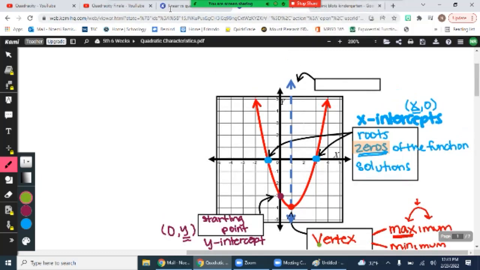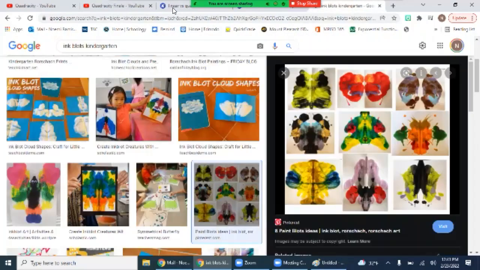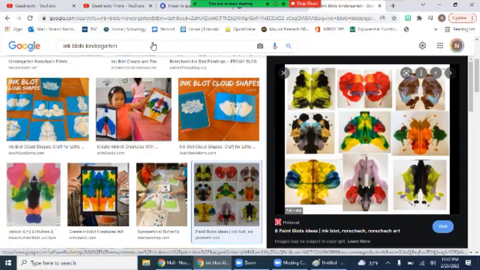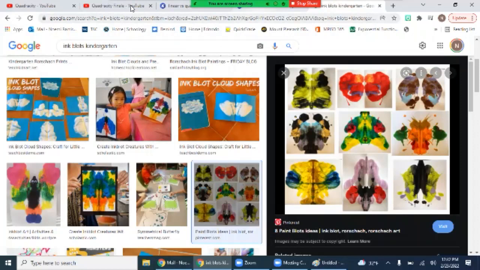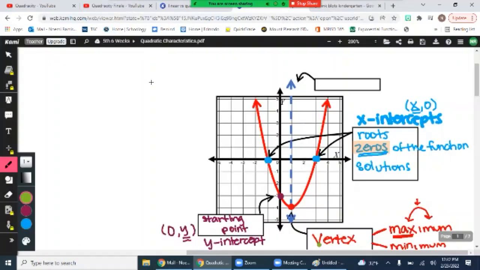So what word did they use for that? Symmetry. Symmetry means that both sides are going to be identical. And now if we split it in half, if we draw a line down the middle, we would call that our line of symmetry, okay?